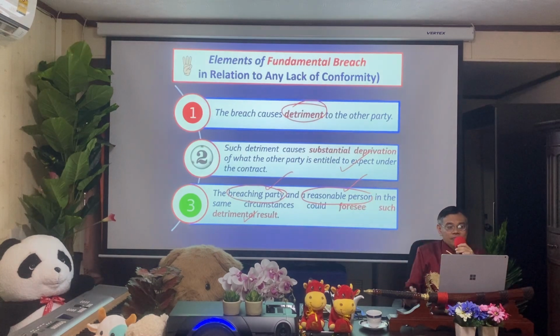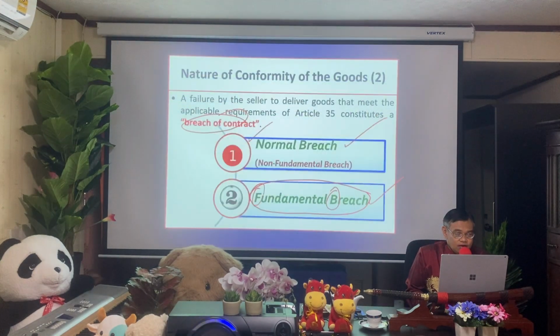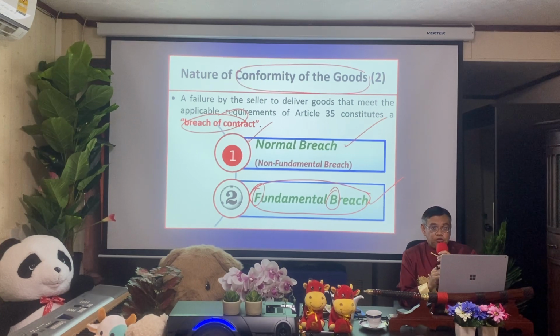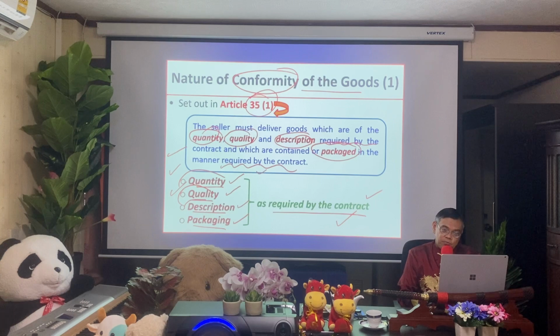Okay, so again, the criteria in Article 25 are very important to make the determination as to which breach is just a normal breach, and which breach is a fundamental breach. Again, we now talk about conformity of the goods. If the goods do not conform with the contract, either in the sense of quality, description, or packaging, then it is a breach.